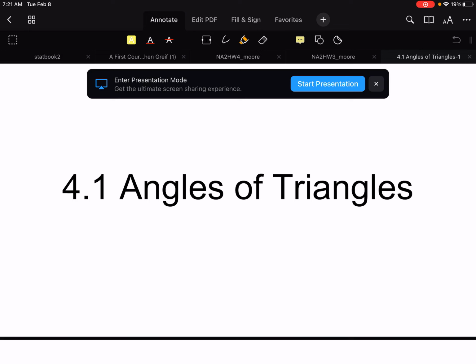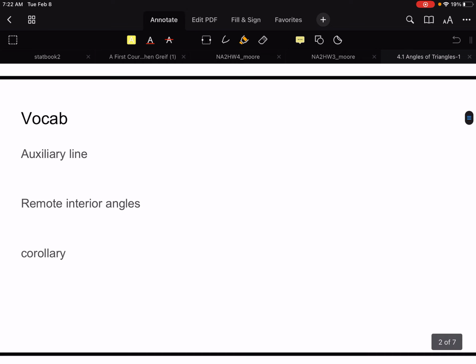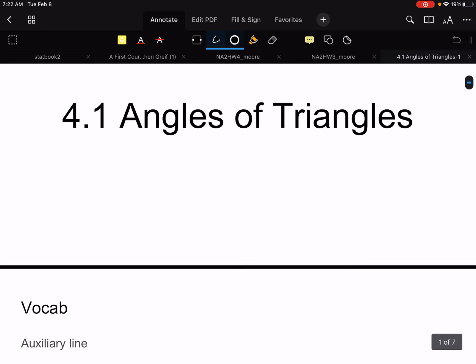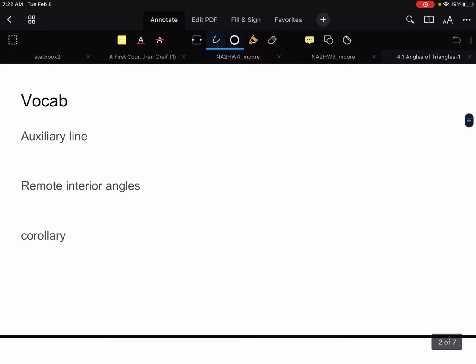Okay, I'm going to try to make this as short as possible because I know that you all don't want to listen to me speak. So that being said, this is 4-1 angles of triangles. We're going to start off with some vocab. You should already know these vocab terms in a sense because you already wrote them down.